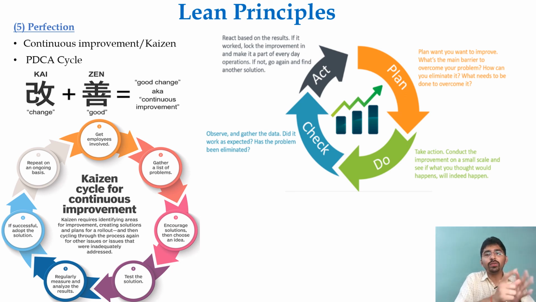Then we will move into the fourth step, which is act. React based on the result. If it works, log the improvement and make it part of every day. Then follow the same step again and again in your daily routine and processes. If not, then go again and find another solution. So repeat this process. Okay. I hope this is clear, the 5 principles of lean manufacturing.